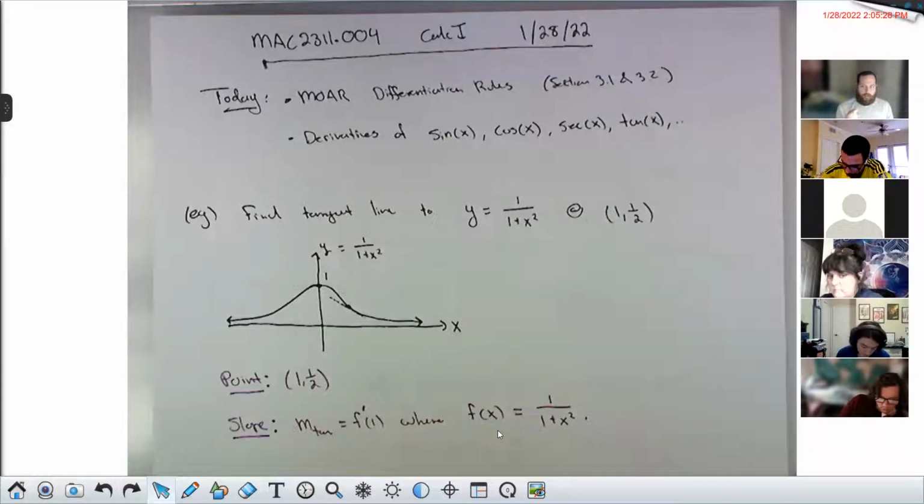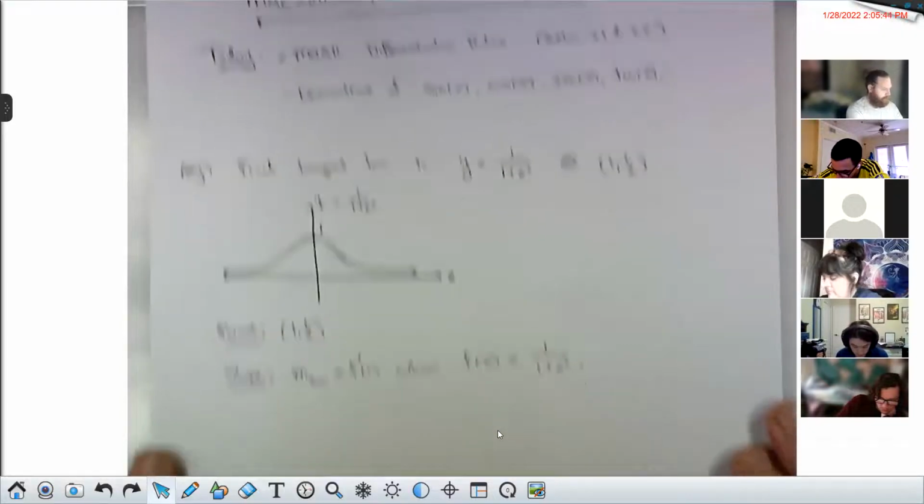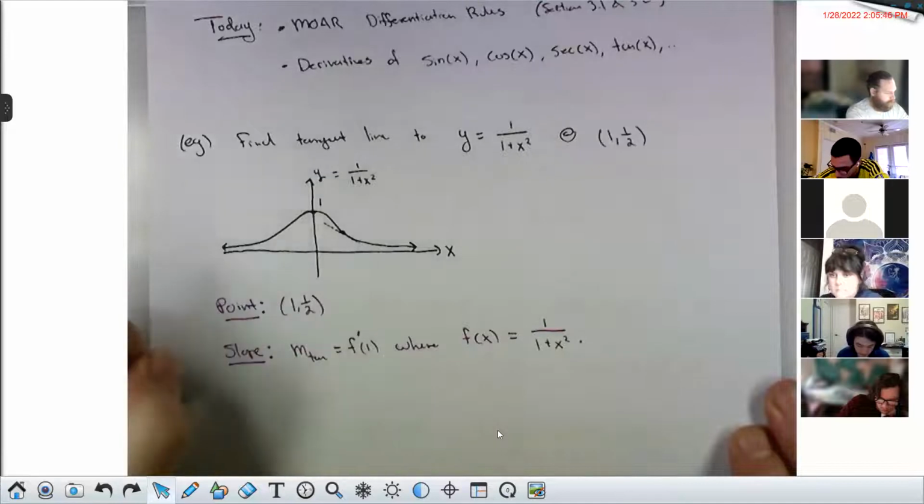So I'm going to need to cook up the derivative of that function. I'm going to do so using the quotient rule, not the limit definition, because now that we know the product and quotient rules, we can use them freely. And then I will plug 1 into that derivative. Let's do it. I'll remind you really quick what the quotient rule says.